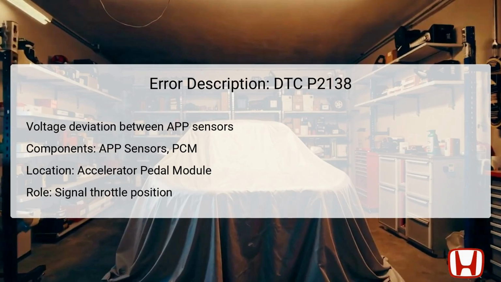Correct functioning of APP sensors A and B is crucial for normal vehicle operation. This voltage mismatch can lead the vehicle to behave unexpectedly, especially in terms of acceleration response. Several potential causes can lead to the P2138 error code. First, shorted wire connections may disrupt the signals from the APP sensors to the PCM. This can happen due to wear, corrosion, or damage to the wiring harness.